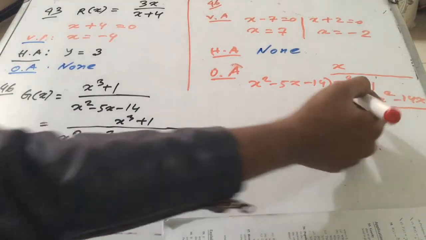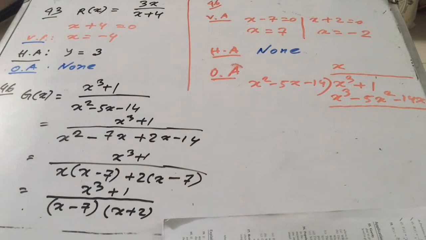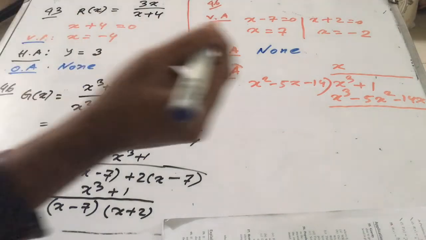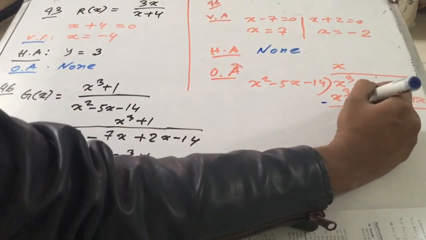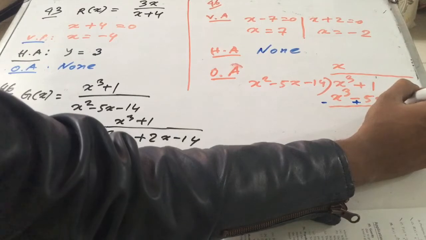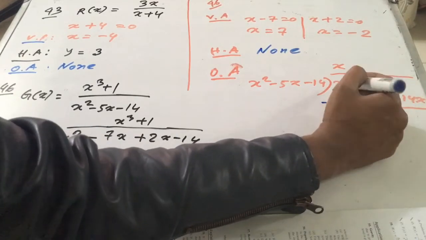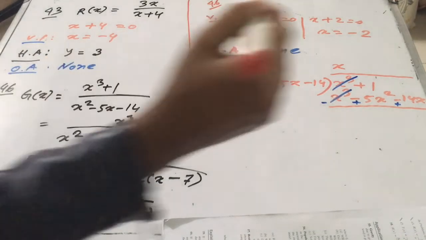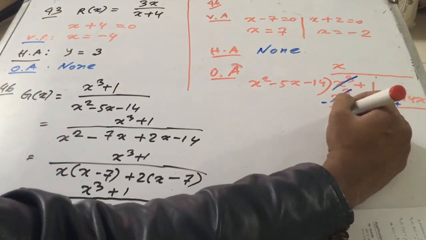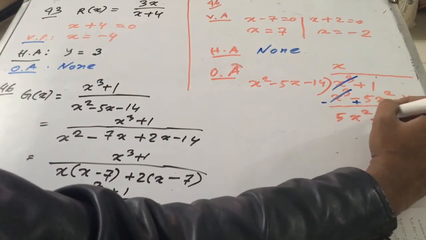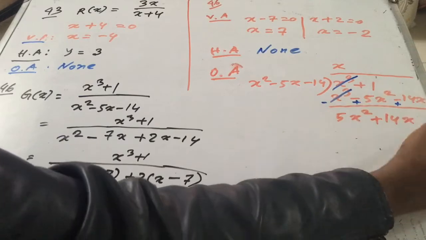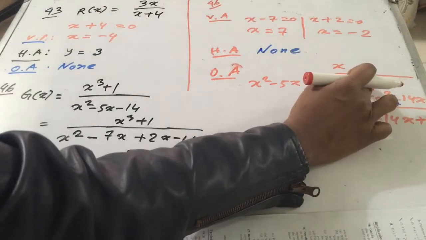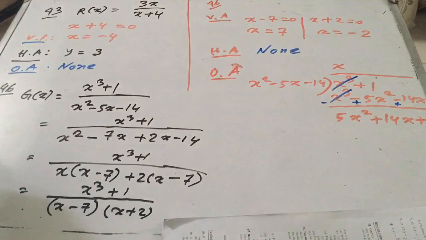If you do the subtraction, this will become minus, this will become plus, then this will become plus, and this term and this term will be cancelled out, because one term is plus, another term is minus. Now we can write it like this: 5x squared plus 14x, then there is a plus 1 remaining, so just write it down there. So this is what we have here now.